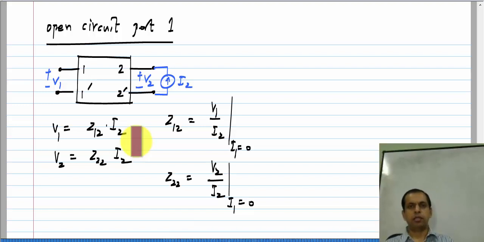So, these are pretty simple definitions similar to Y parameters. It should be pretty clear.